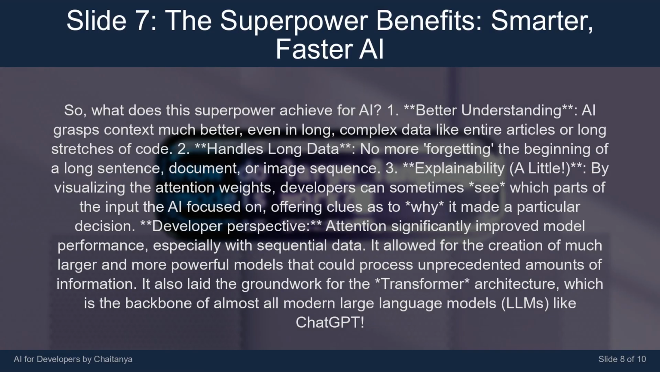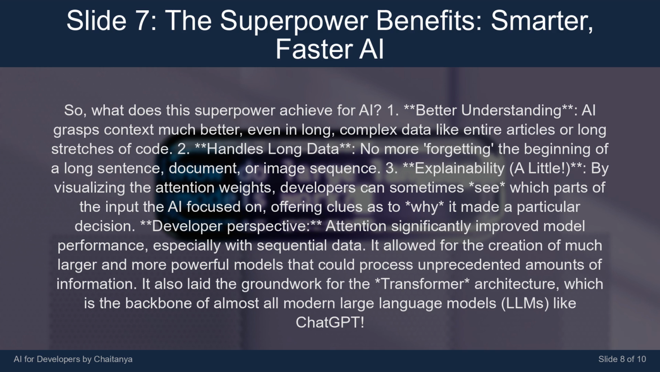So, what does this superpower achieve for AI? 1. Better understanding. AI grasps context much better, even in long, complex data like entire articles or long stretches of code. 2. Handles long data. No more forgetting the beginning of a long sentence, document, or image sequence. 3. Explainability, a little. By visualizing the attention weights, developers can sometimes see which parts of the input the AI focused on, offering clues as to why it made a particular decision.